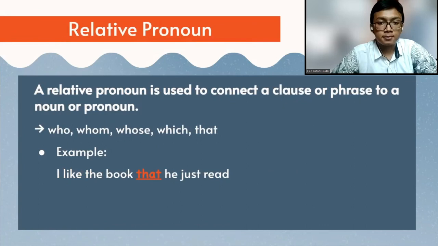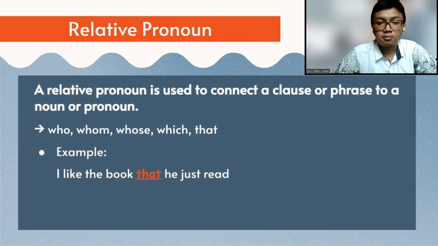Relative pronoun. A relative pronoun is used to connect a sentence which explains a noun or pronoun in the main sentence. Relative pronouns will be used in an adjective clause. Some examples of relative pronouns are who, whom, whose, which, that, and many more.